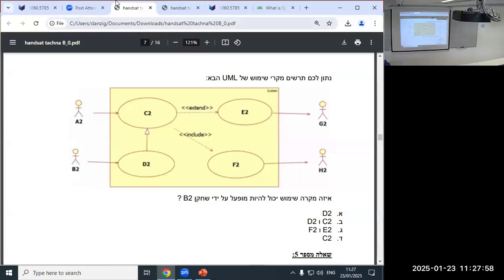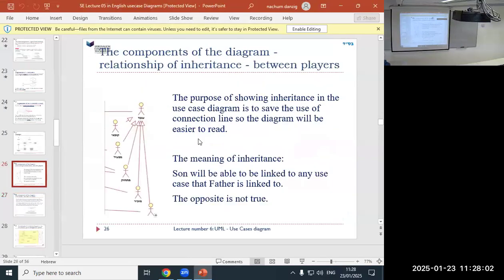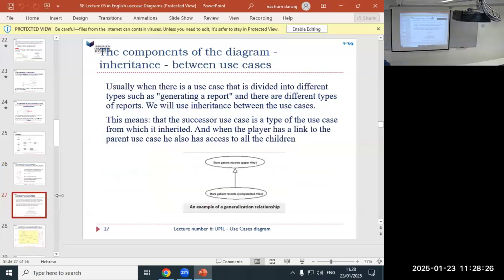What do we say about the actors? I'm trying to think, is there any sense to that? But for the actors, we said the son will be able to be linked to any use case the father can do. Well, that makes sense, that's like inheritance you learned in C++ or C#, because if you have a poodle, then he can bark. He can do whatever a dog can do. Right? Poodle can do whatever a dog can do. But dog can't do whatever poodle can do. But over here, it's the other way around.